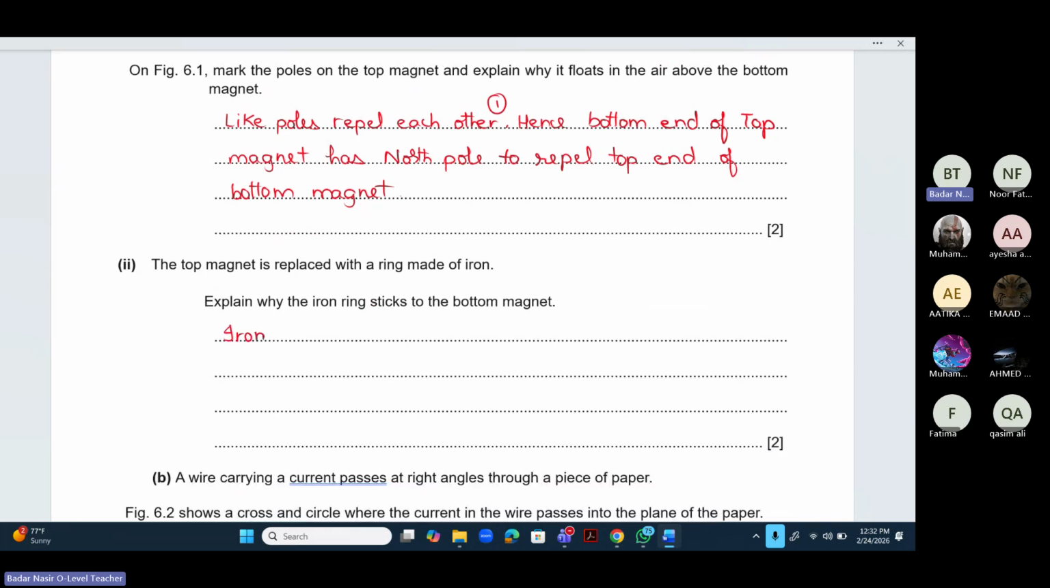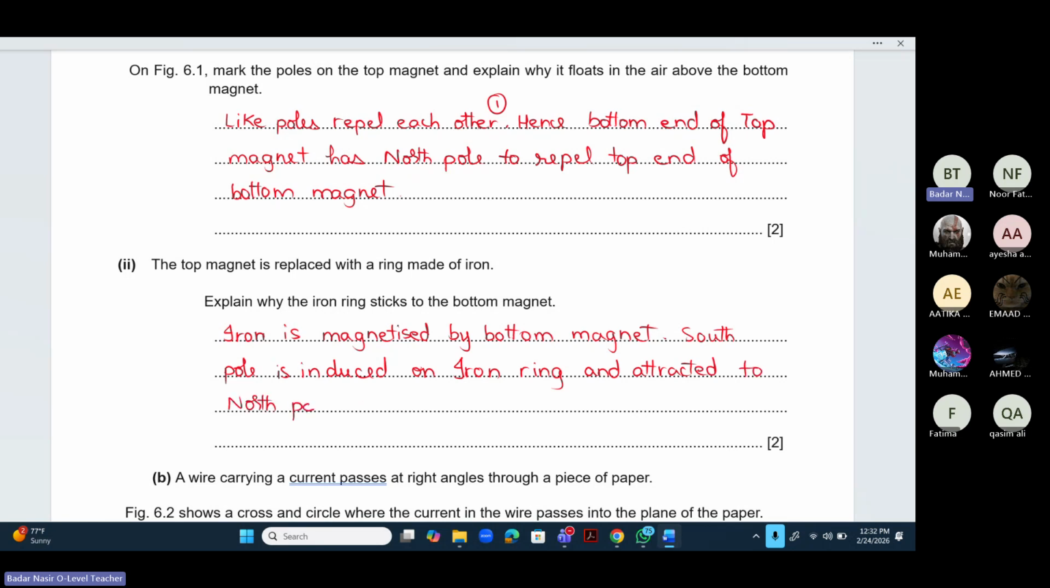आयरन इज मैग्नेटाइज्ड by bottom magnet. ठीक है? फिर आप उसको ये बता दोगे कि साउथ पोल is induced on iron ring and attracted to north pole of bottom magnet.